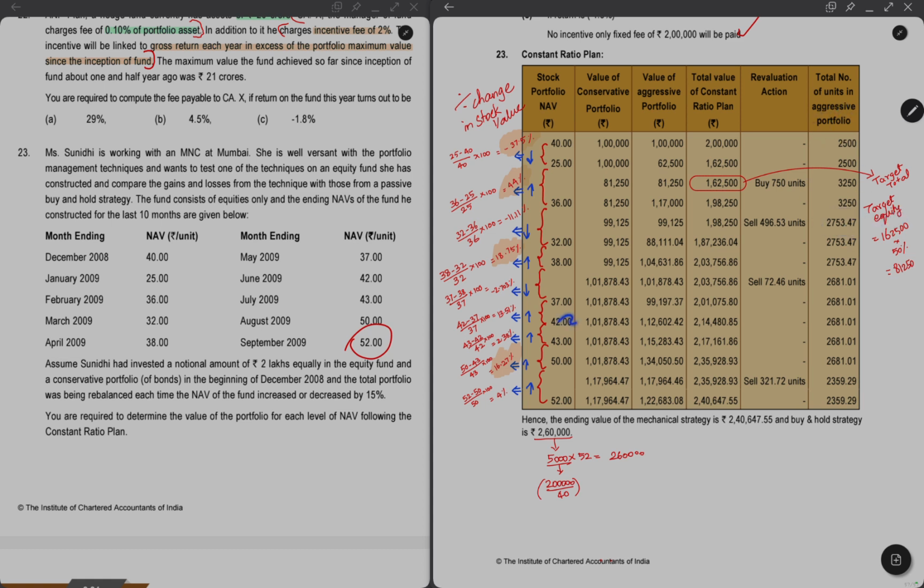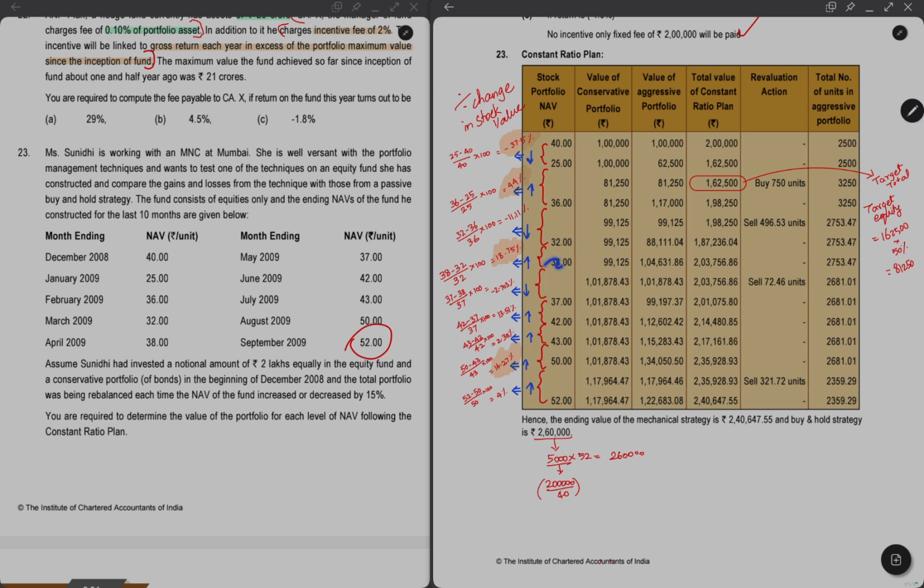Going further, from 36 it decreased to 32, but the change in percentage is just 11 percent, so it does not trigger the ratio. So no need to do anything, just keep it as it is. The bonds portion remains 99,125, and the equity portion becomes 88,111.04, and the balance of units remains the same.